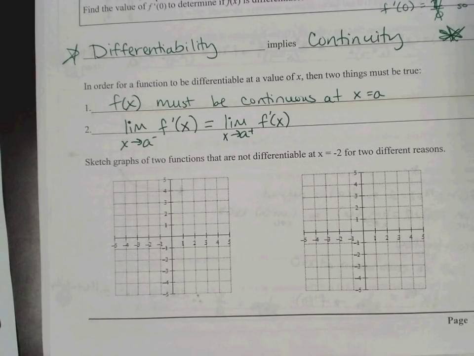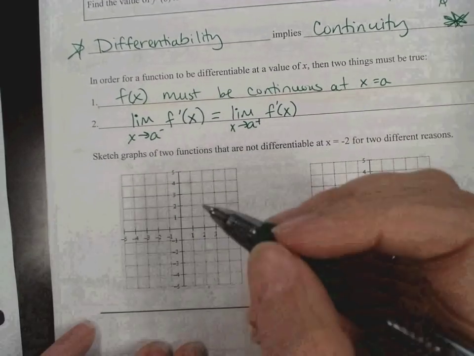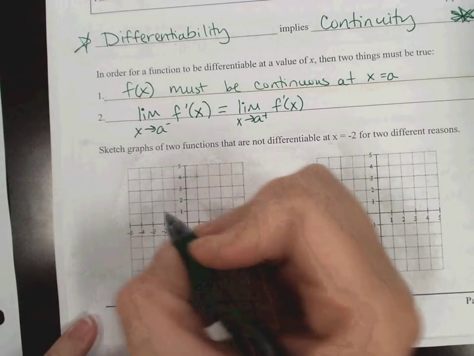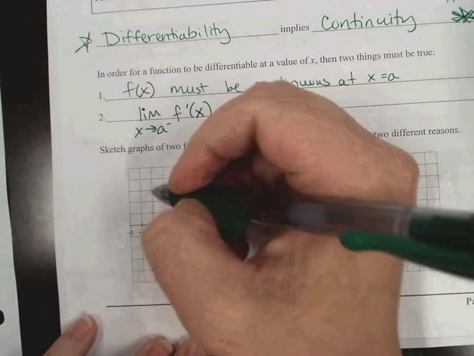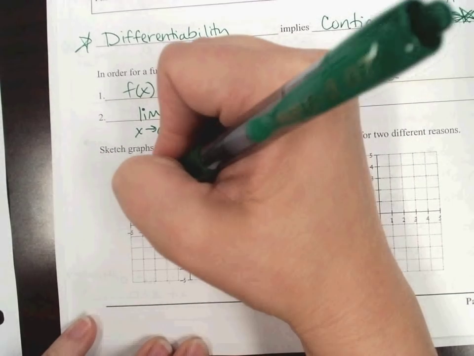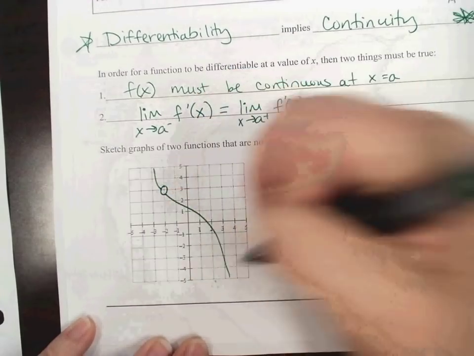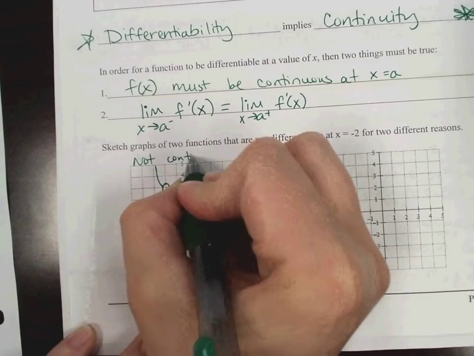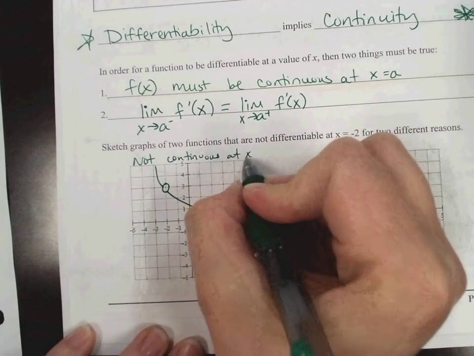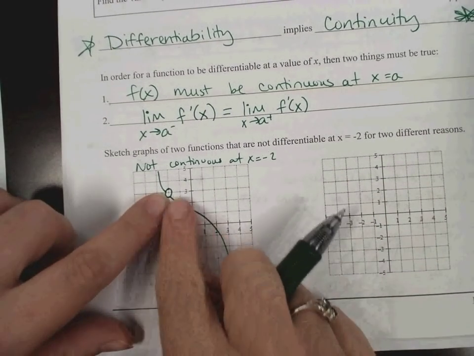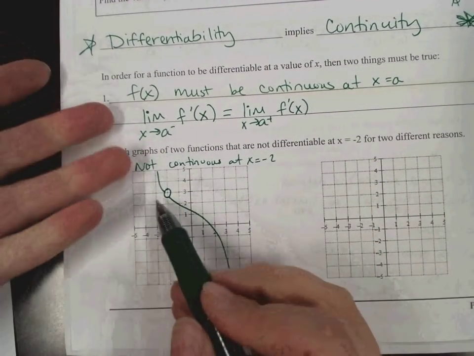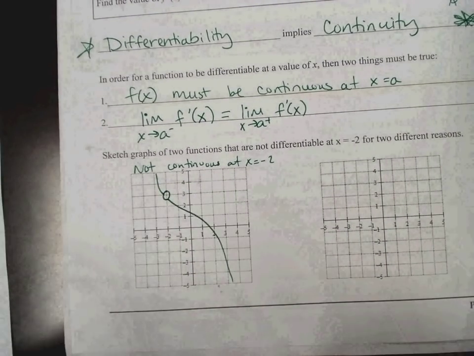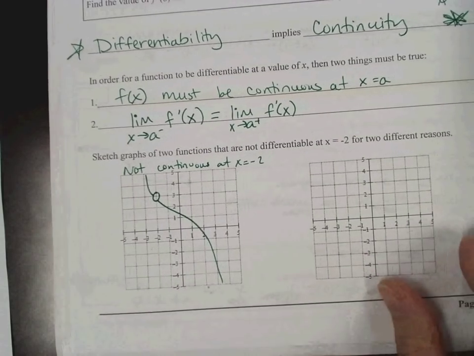So you can use one of three reasons, which could be that a function is discontinuous at a particular value. So let's say, all right, discontinuous. So that could be a hole or it could be an asymptote. If my function is not continuous at x is equal to -2, then at x is equal to -2, I have no tangent line there, right? I can't find the slope at this point because the point doesn't exist. All right, so that's one reason.